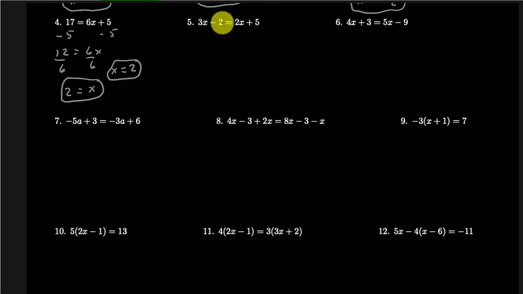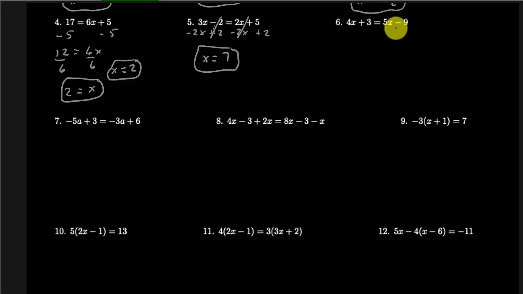All right, so for this one right here, we want to get x on one side, number on the other. So let's subtract the 2x from both sides, and at the same time, we're going to add 2 to both sides. So that's going to give us x is equal to, because see, the 2's cancel out here, the 2x's cancel out here, so 3x minus 2x is x, and then 5 plus 2 is 7.